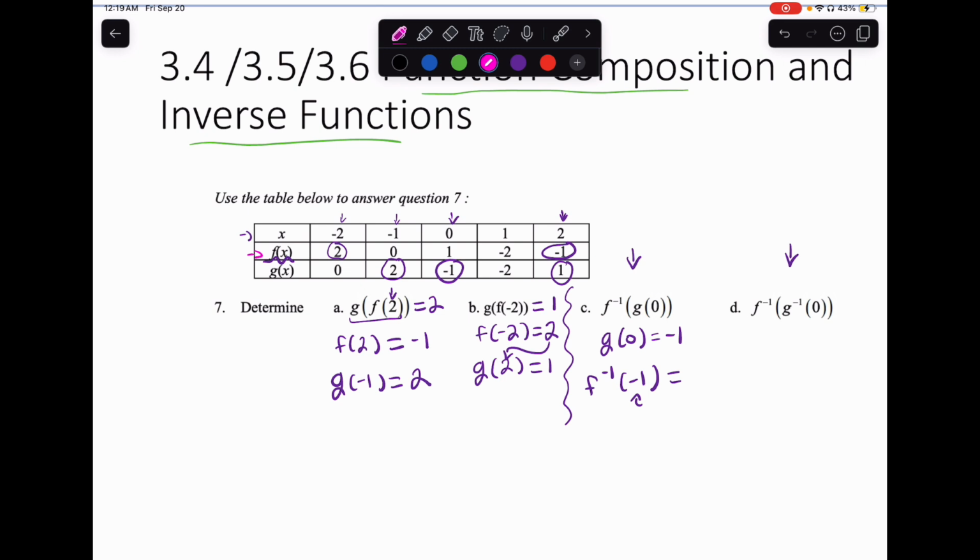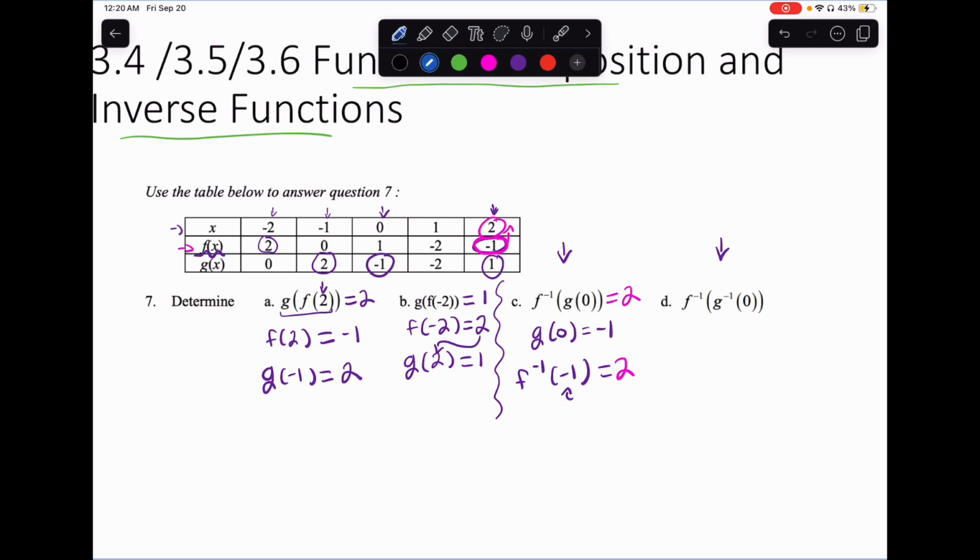So we're working backwards here. The first step is, where is -1 in the f of x row? That's going to be right here. And we want to find what that x value is, which is just going to be right there, 2. So f inverse of g of 0 equals 2. Now we move on over here.